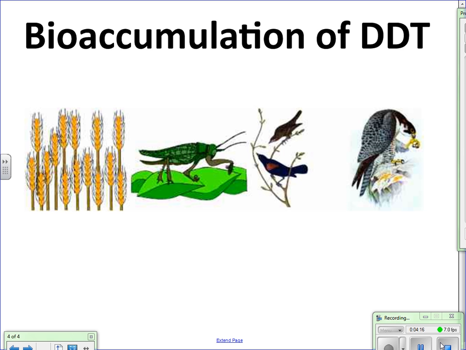So let's look at DDT. We talked about DDT a little bit in the beginning. DDT was a pesticide. It was sprayed on wheat. And DDT was meant to attack grasshoppers. Now, grasshoppers, for the most part, died from the DDT, but some survived. Remember that DDT is a pollutant. It stays within the organism. So there was small bits of DDT in the wheat.